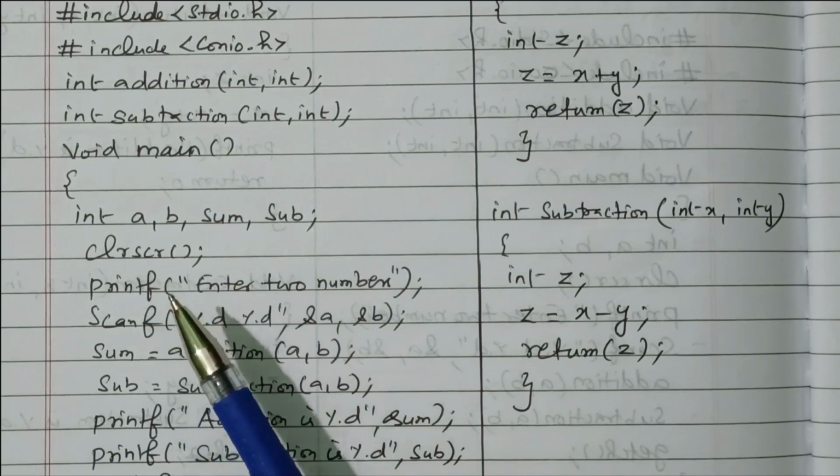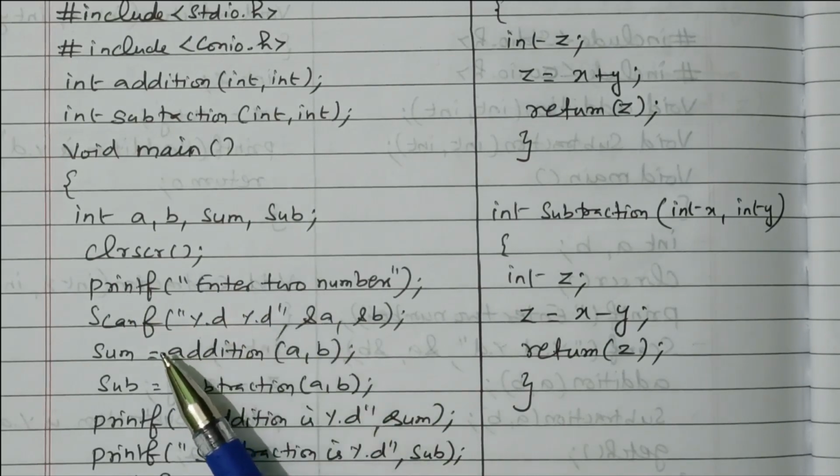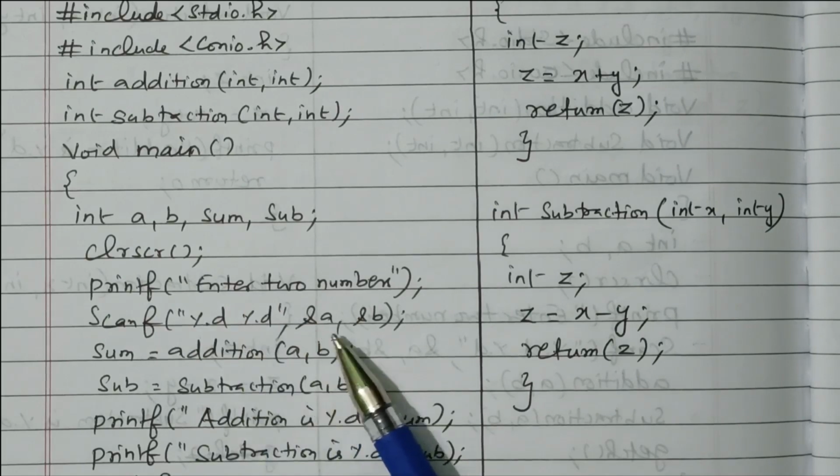After clearing the screen, we ask the user to enter two numbers. The user will enter two numbers using the scanf statement, and we can scan the two numbers. Percentage d indicates it is an integer type, and &a and &b mean the address of a and the address of b. So the entered two numbers are stored in a and b.